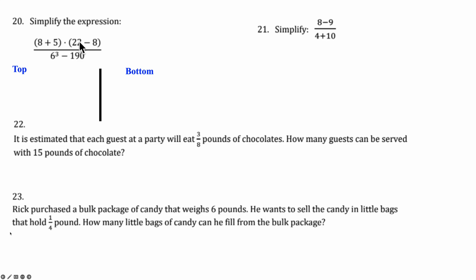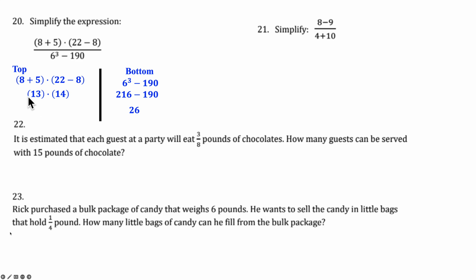And now what we want to do is copy the top and now simplify it, copy the bottom and simplify it. So here we're going to have 8 plus 5 will be 13. 22 minus 8, how about 14? Now, because it's multiplication, don't multiply it. Leave it alone. I'll show you why in just a second. Over here, 6 to the third power. Let's see, 6 times 6 is 36. 36 times 3 is 216. We subtract 190. Well, let's see, if you're thinking about this, this could be 200 and take out. That looks like it's 26 to me.